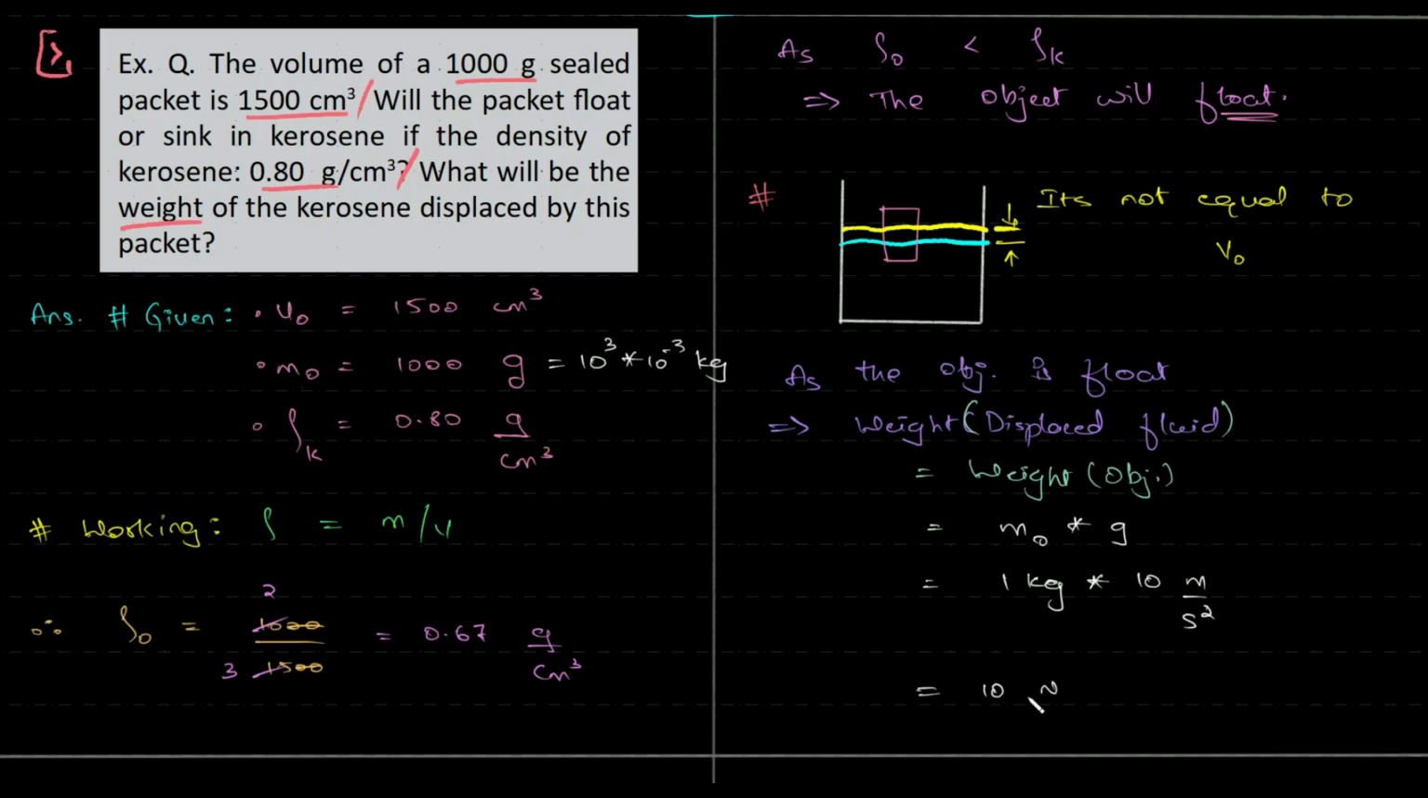So that would be the weight of the kerosene displaced. Okay. So weight of kerosene displaced is equal to 10 Newton. That's your answer. Okay guys, that's it. As simple as that.